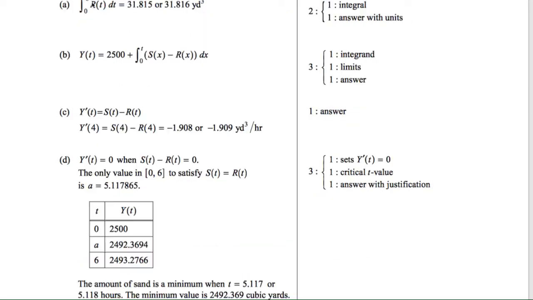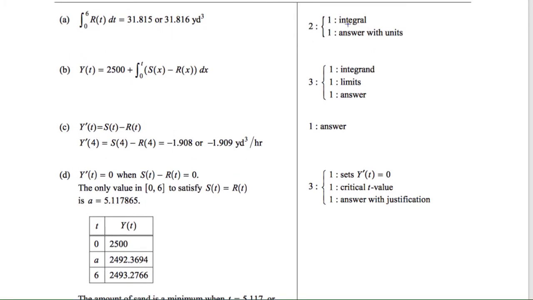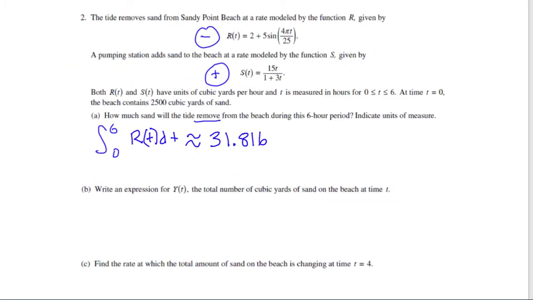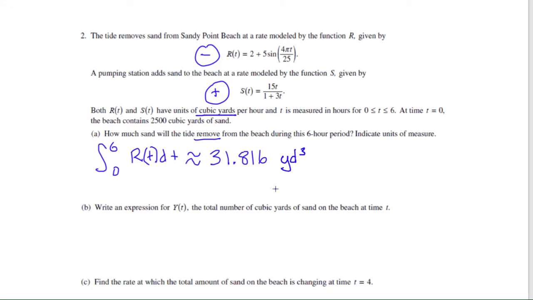31.816, and checking the solution guide, 31.815 or 31.816. There were two points there, the integral and answer with units, which I forgot to do because it says indicate units of measure. So this is the amount of sand. Sand is measured in cubic yards. So it's going to be yards cubed, or cubic yards. I was playing it safe, so I said cubic yards of sand.